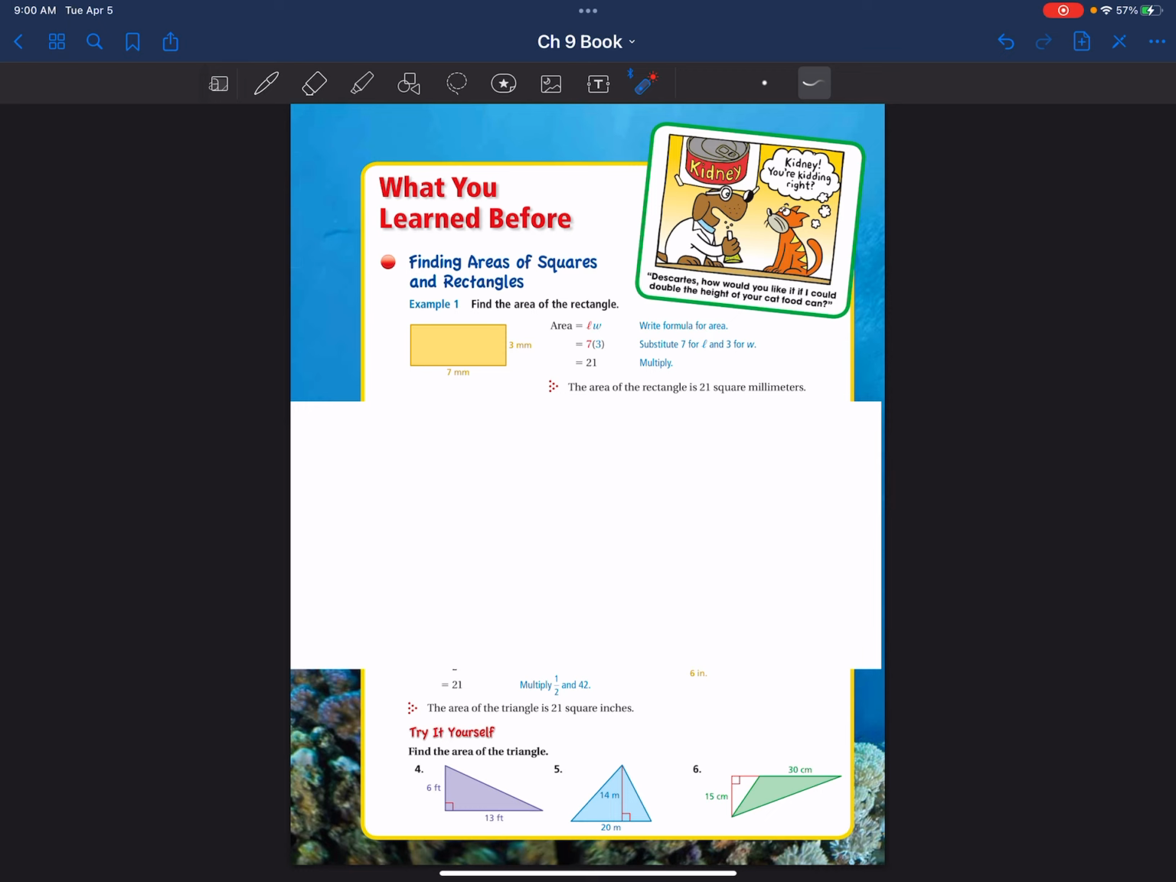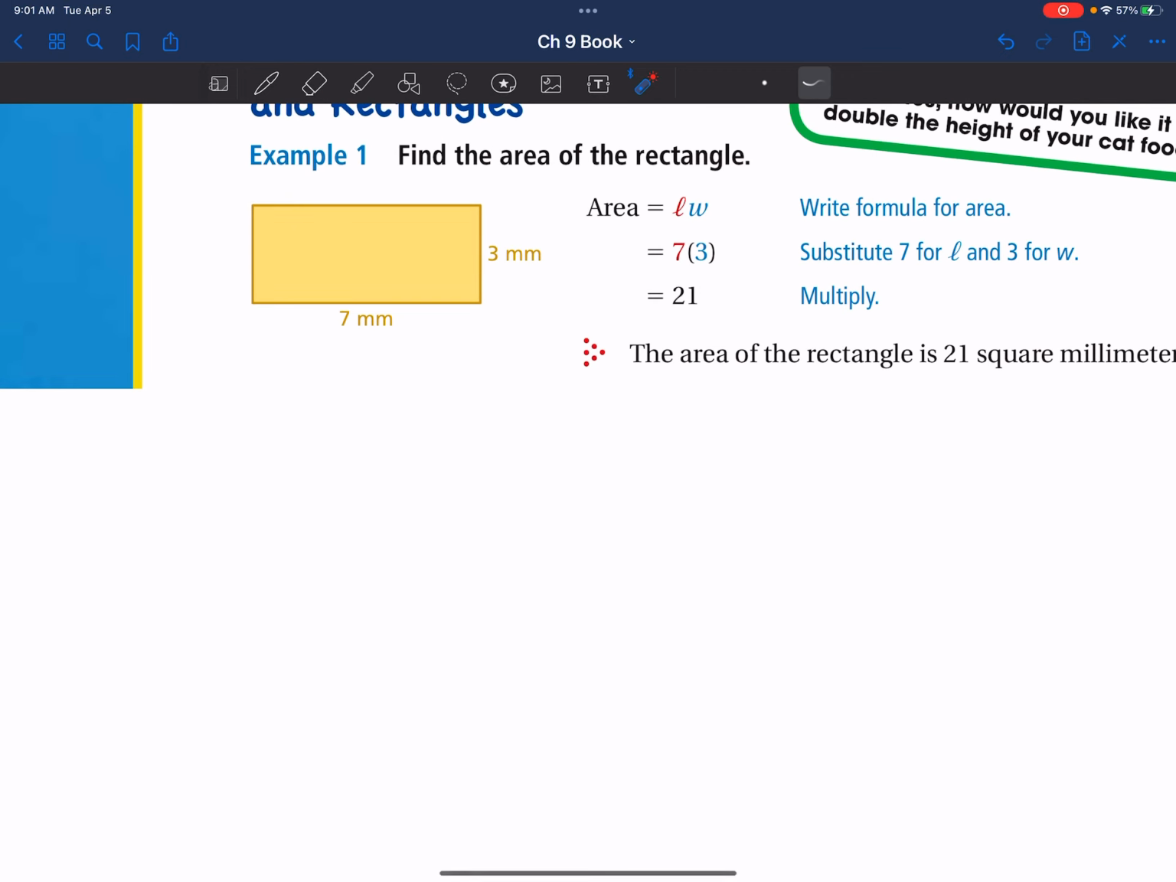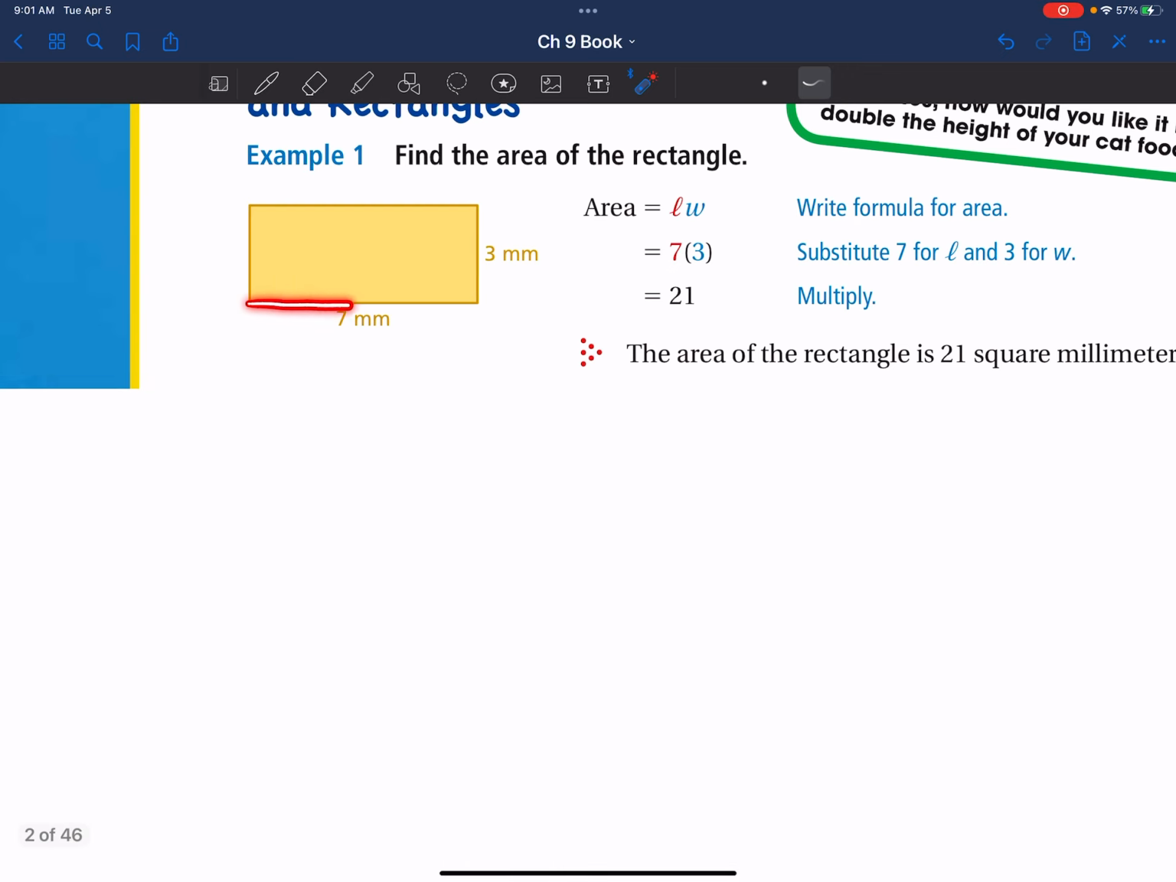The first thing we're going to look at is finding the area of squares and rectangles. Now, we were always taught area is length times width. Every now and then you might hear me say area equals base times height. They're the same thing. The base is the bottom part, and the height is just how tall the shape is. So I would say for this, the base is 7, the height is 3. You can also say that the length is 7 and that the width is 3. It's the exact same thing.